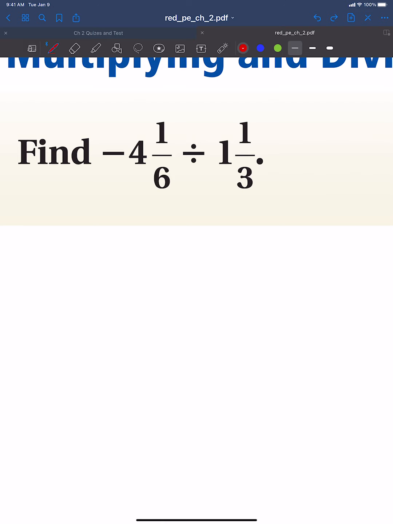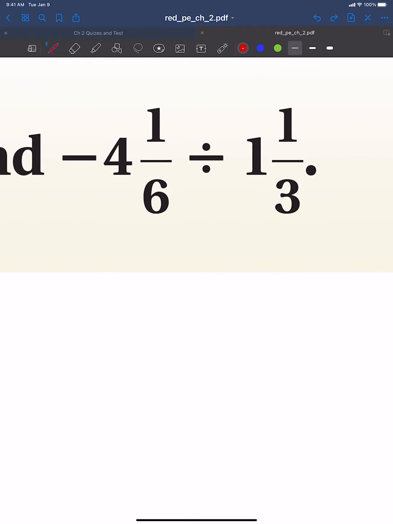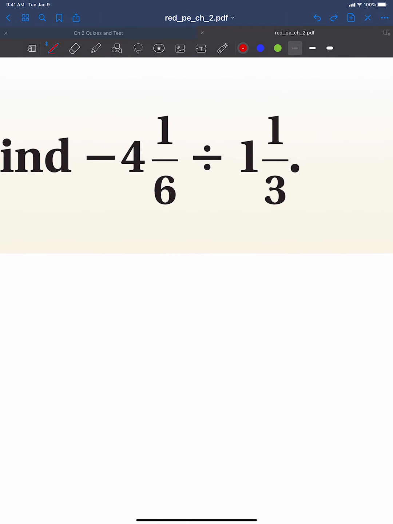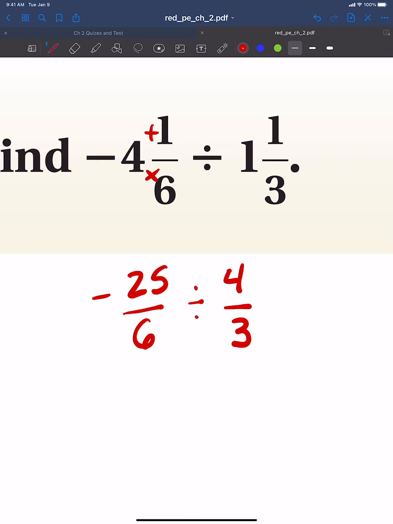Now, what do I have to do before I can skip, flip, and multiply? Abby? You make it improper. So 6 times 4 is 24. Plus 1 more. 25 over 6, and negative, right? Can I get my candy? Not yet. 3 times 1 is 3. Plus 1 more is 4. Over 3. Okay. Now skip. So 3/4.